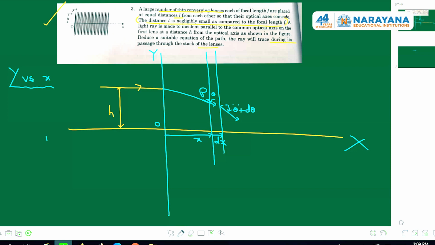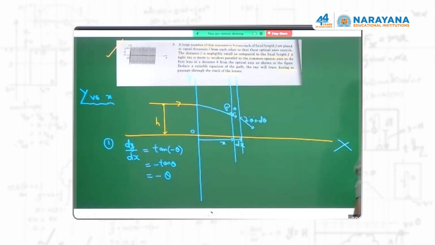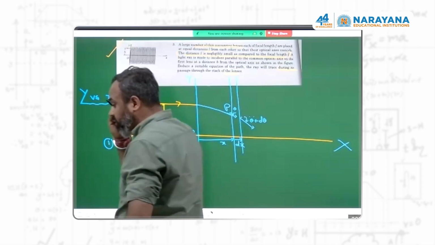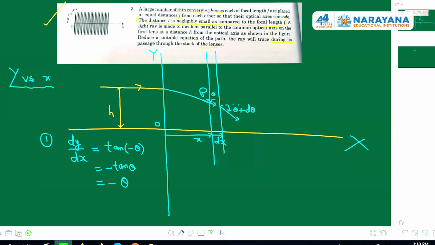So let me write one equation for the slope of this ray, which is dy by dx. That will be equal to tan of minus theta. So that term for me is minus tan theta. So I need to somehow eliminate theta, I need to find the expression of theta in terms of y and x to finally report the result.